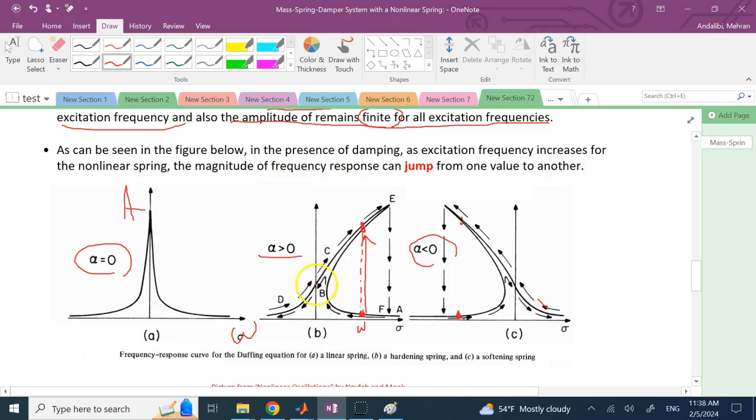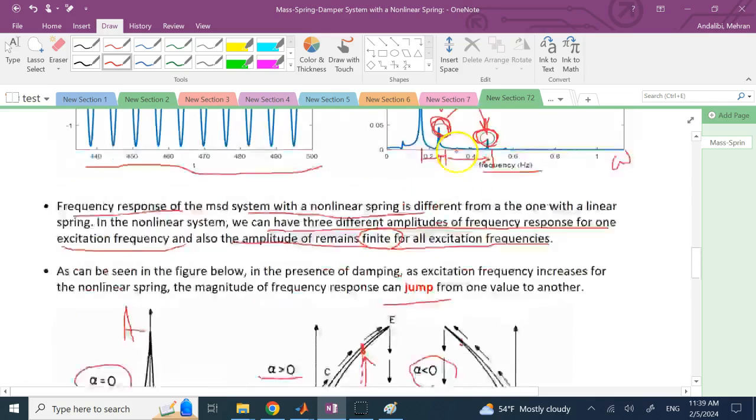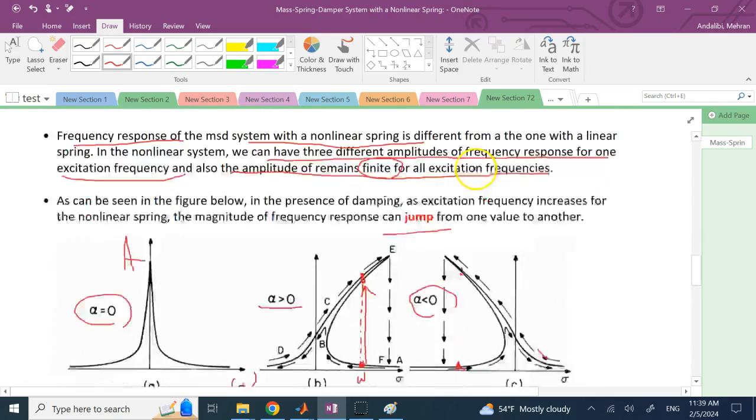For the positive one, they have this kind of behavior. In other words, the direction of the curvature is different for them for different frequencies. So you have the jump phenomenon, and that is because you have several peaks.